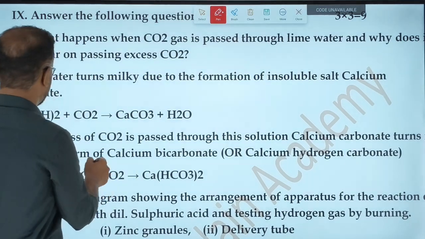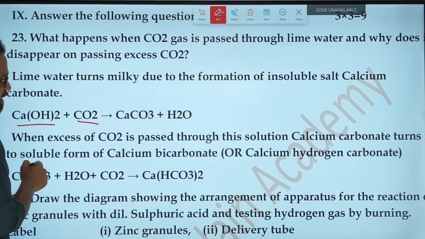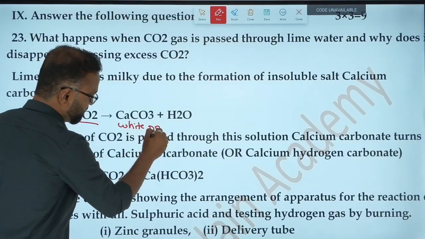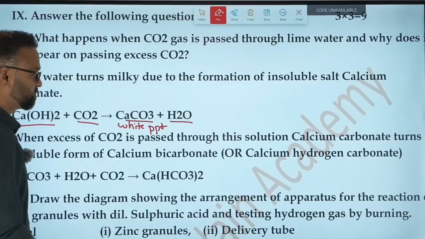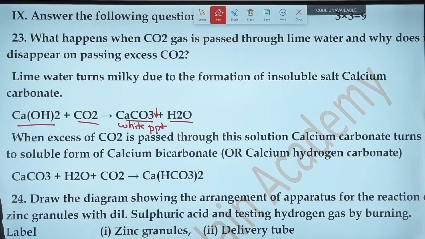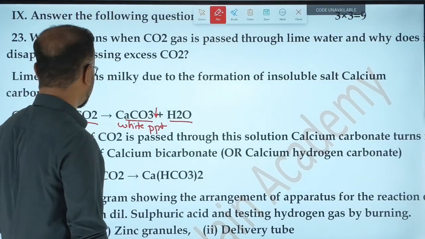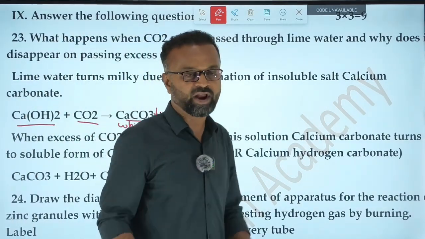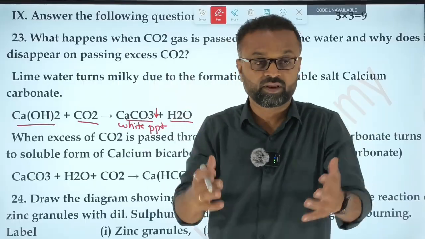See, when we pass the carbon dioxide into lime water, that is calcium hydroxide, it will form the white precipitate of calcium carbonate plus water. This is an example of a precipitation reaction, as there is a formation of the white precipitate of calcium carbonate. Now they are telling, what happens when excess amount of carbon dioxide is passed through this solution? The white precipitate will disappear. The milkiness will fade away. What is the reason behind that?